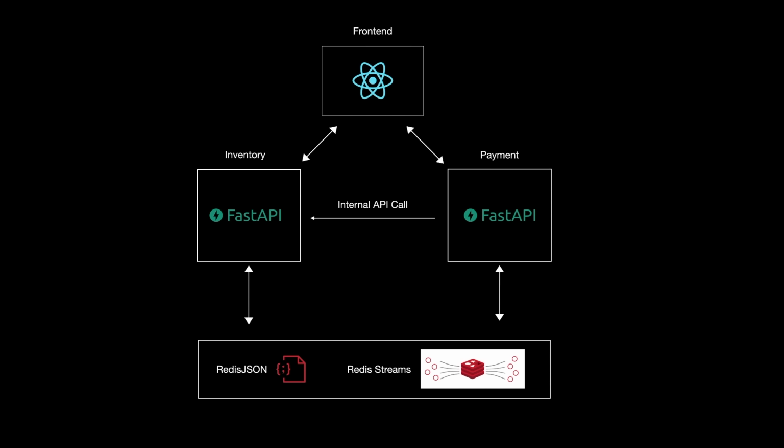The data will be stored in Redis, so we will use the RedisJSON database, which is a database similar to MongoDB, and we will send events from one microservice to another using Redis Streams. So that is another functionality of Redis. I chose this architecture because we will not use any other database or RabbitMQ or Kafka. We can use Redis for all the needs that we have.